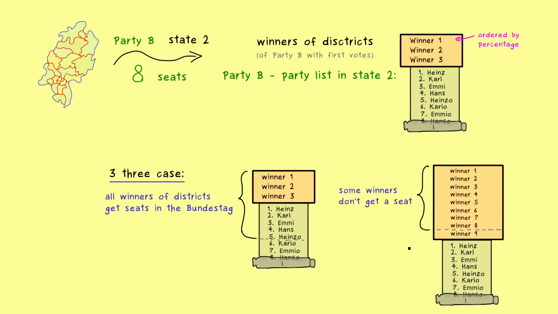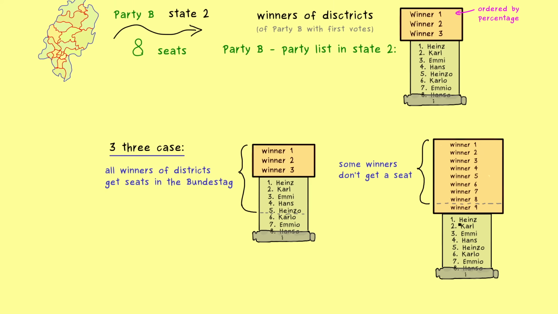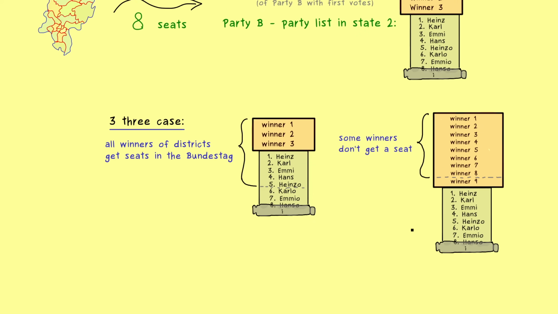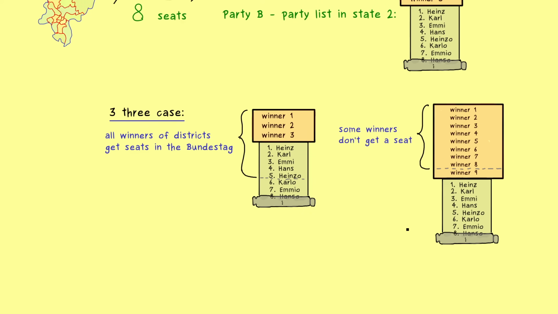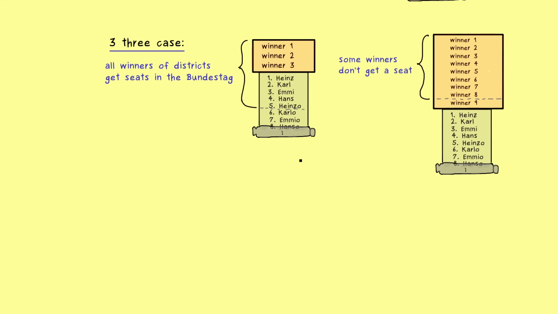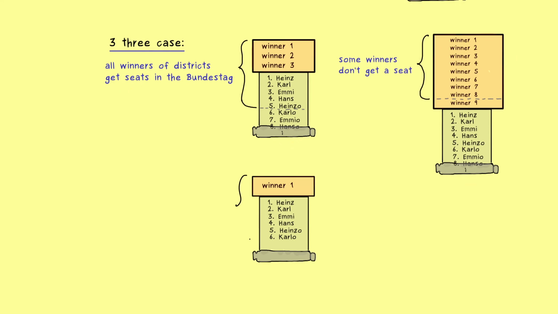In this case, the worst winners, measured with the percentage in the district, will not get a seat. The reason for that is that there are simply not enough seats for the party in this case. And please note, in this case, the party list in the state is also not touched. Now, speaking of the state party list, this one also explains why we have a third case. Actually, this third case should not happen, but it's theoretically possible.